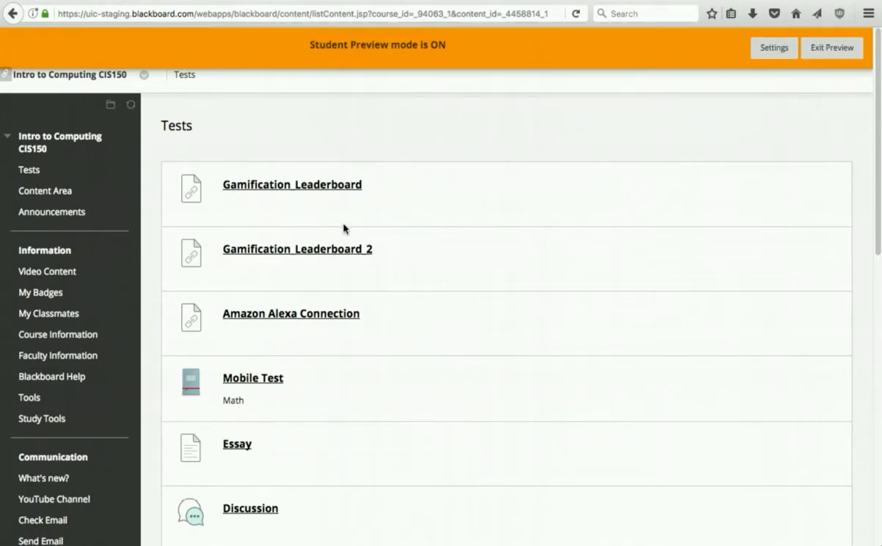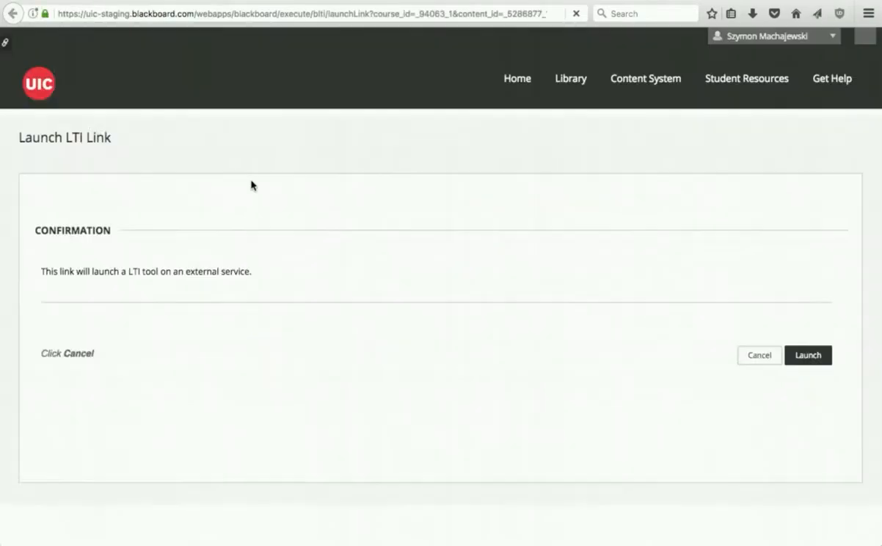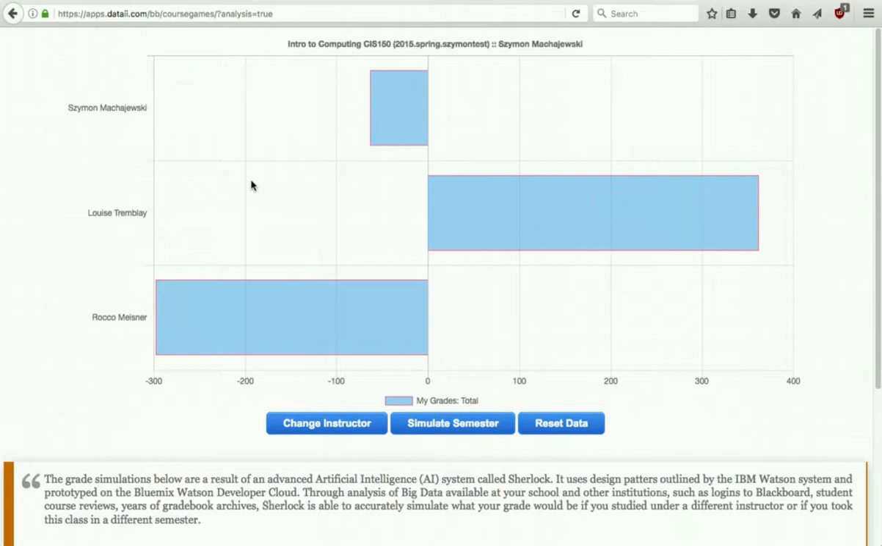This particular application uses gamification, which is a way to introduce game elements in non-game environments. Specifically, this set of game tools is starting with a gamification leaderboard. So I'm logged in as a student, and I will go ahead and click on the LTI link to get logged in. At this point, a REST API was able to gather data for this class.